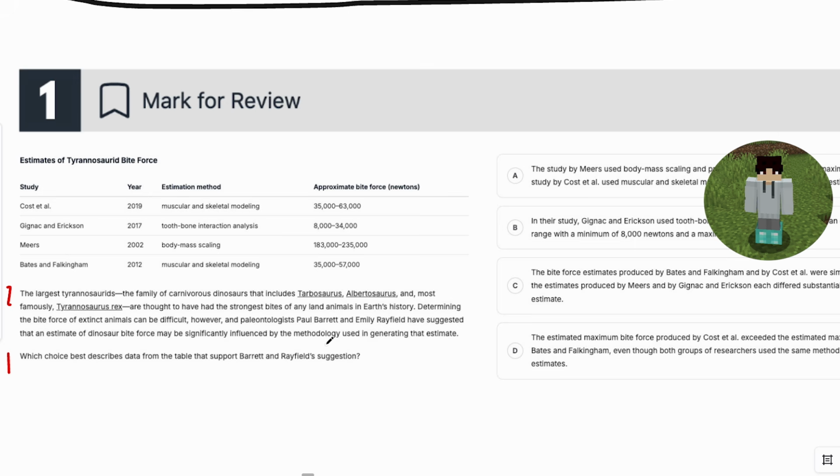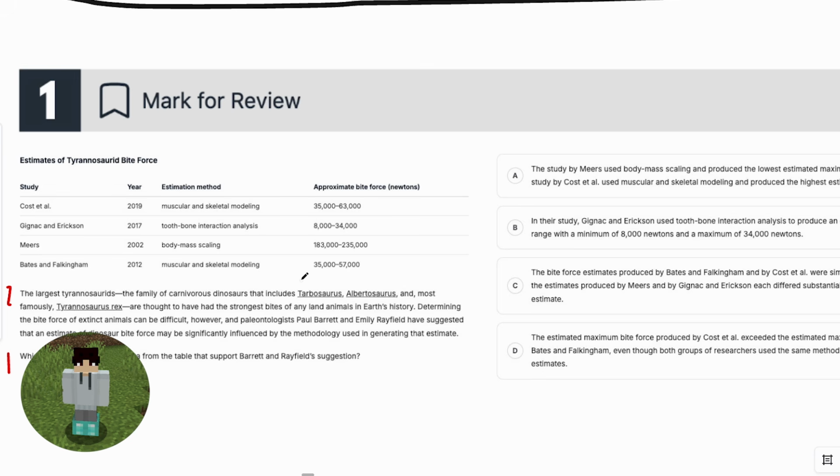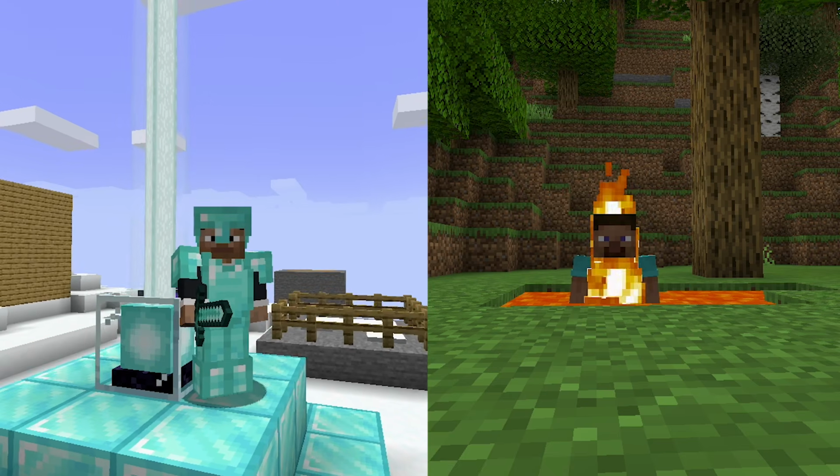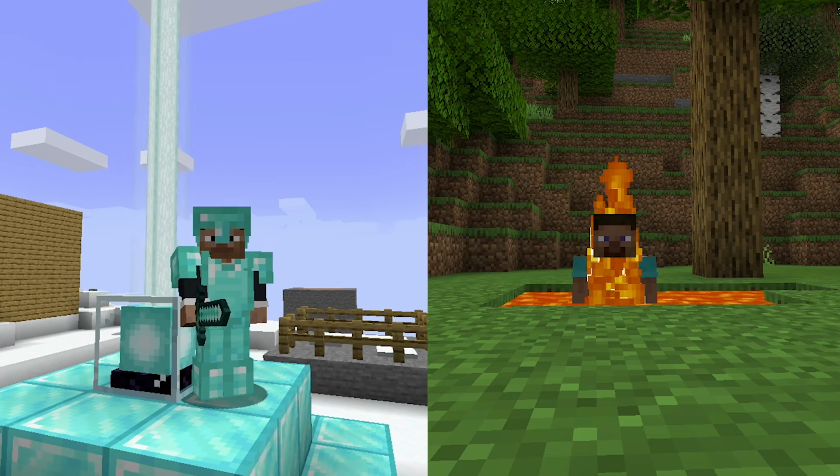So basically we don't have any dinosaurs walking around today, unless you count your mom. So we instead have to rely on estimates from different kinds of scientific investigations, and depending on the type of investigation you do, you're going to get a vastly different result. My prediction is that the data from the table that's going to support this is going to show that different people who used different kinds of estimation methods got vastly different results from each other because of their estimation methods.